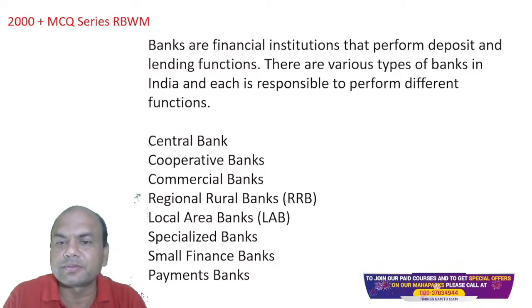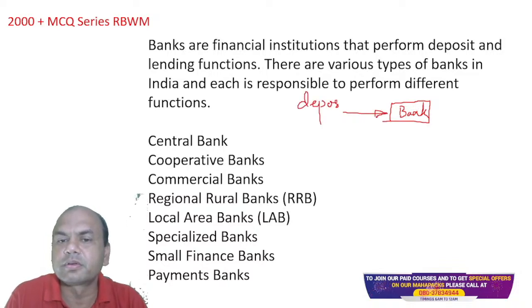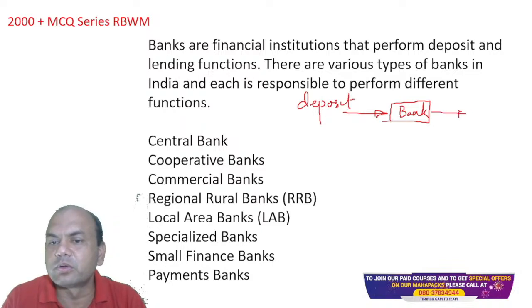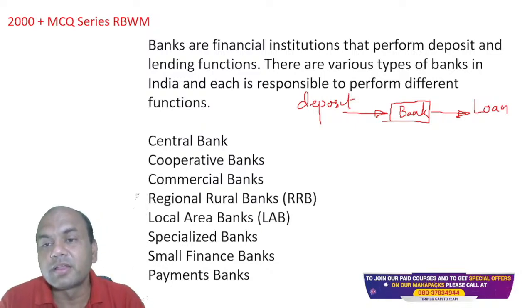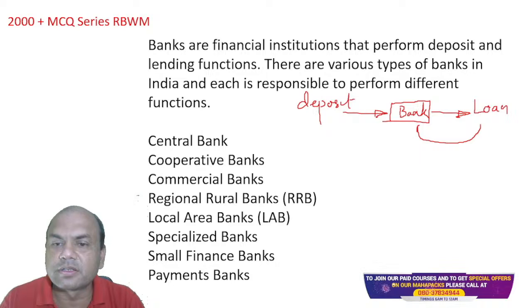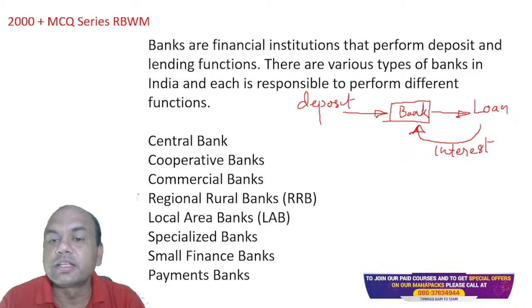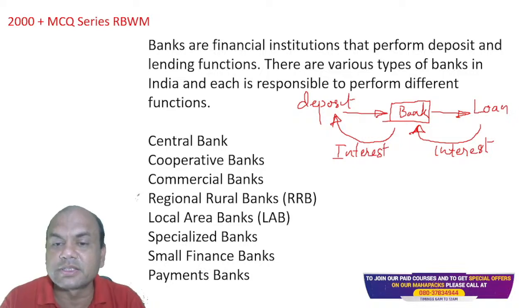See, if this is a bank, there is a depositor over here who deposits the money. Then the bank gives this amount as a loan to this person. How does the bank earn then? This loan person will give the interest, and this deposit person has given money, so the bank will again pay interest to this person. Only the difference is that this interest over here will be lesser.